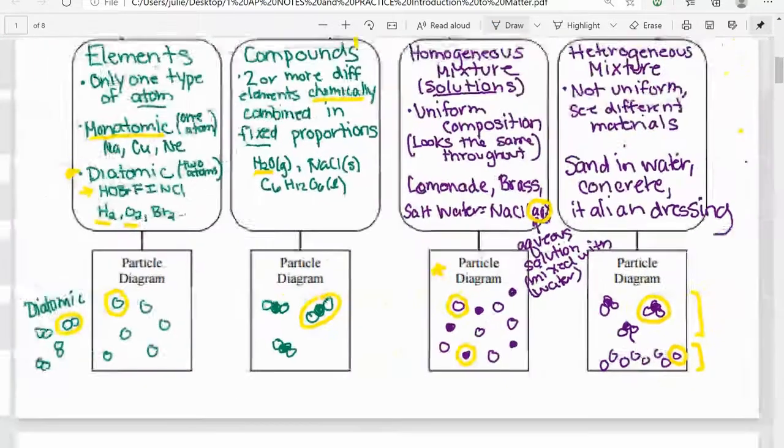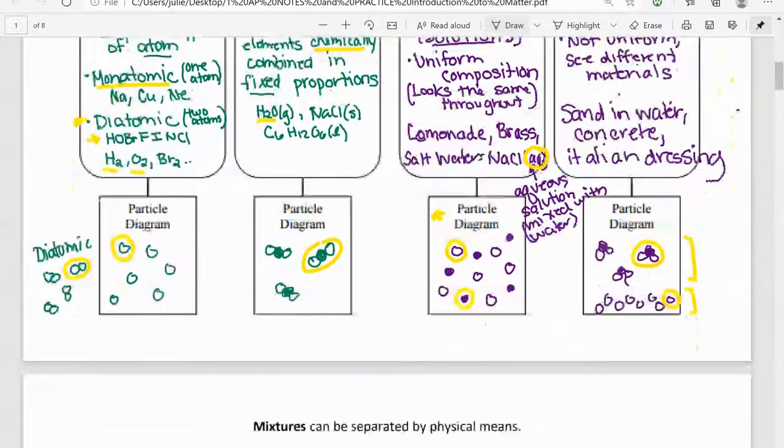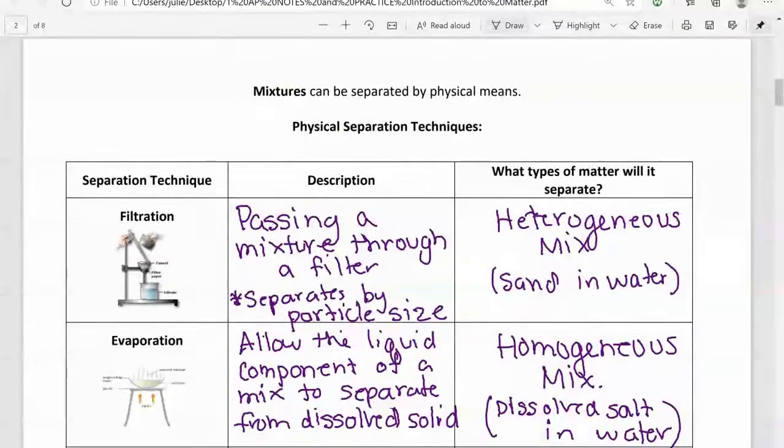Okay, so that goes over that first page of just how do we classify our substances and our mixtures. So if we look at the next page, this is specific to just mixtures, which can be separated by physical means. So for this, just make sure you're highlighting for yourself, this is just for mixtures. And because they're mixed together just physically, we can use physical techniques to separate them.